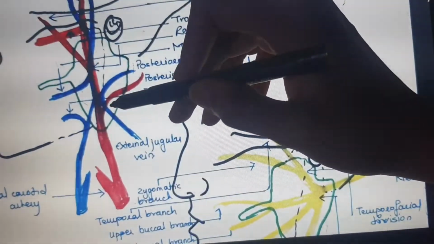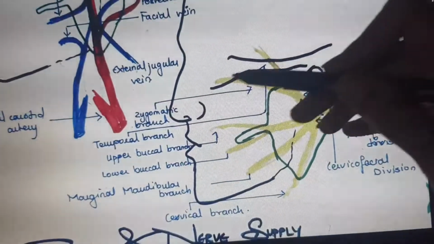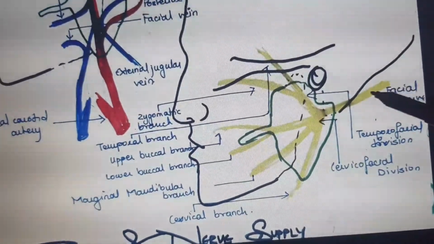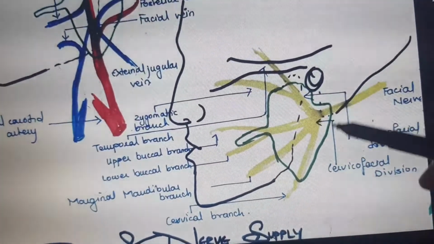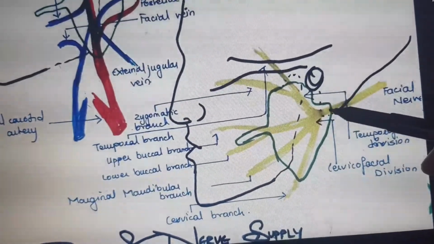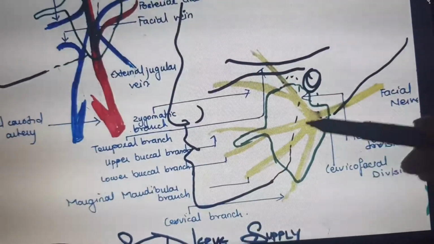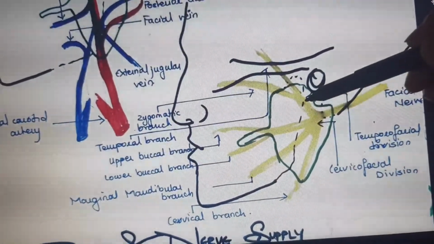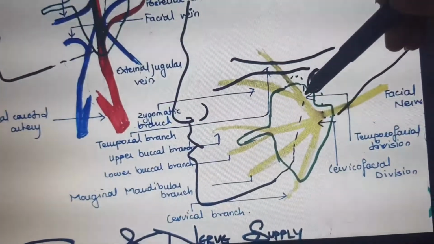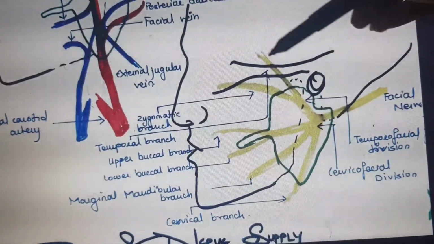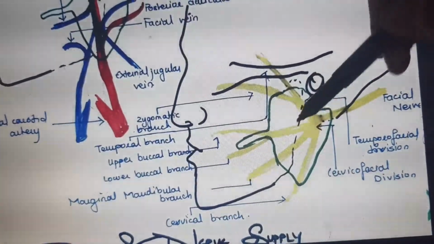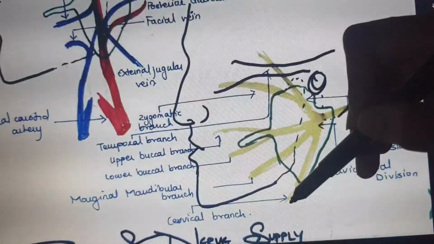Then after going through the artery and vein, now we come to the nerve supply of this gland, which is supplied by the facial nerve. It enters through the upper part of its posterior medial surface, as you can appreciate over here, and it then divides into its terminal branches, first dividing into the temporofacial division and the cervicofacial division, and then further dividing into the temporal branch, zygomatic branch, the upper and the lower buccal branches, the marginal mandibular branch and the cervical branch.